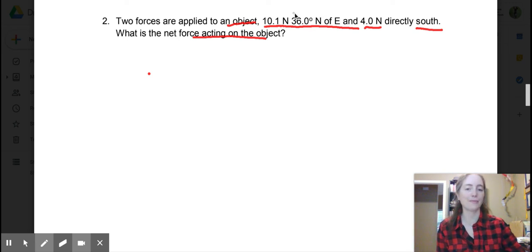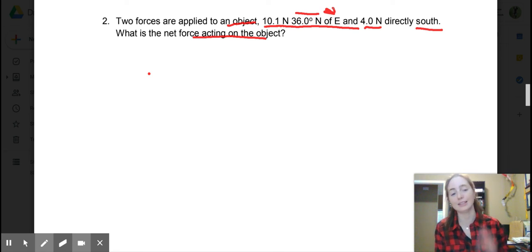Do you guys see this angle right here? We have a force on an angle. That means that these are not perpendicular to each other. Do not draw these vectors tip to tail and use Pythagorean theorem. It's not going to work like that. You are not going to get a right triangle. You are not going to be able to solve this correctly that way. You must break these into x and y components.